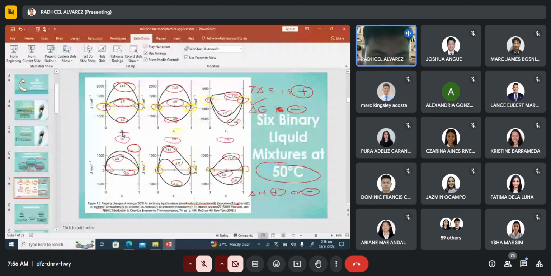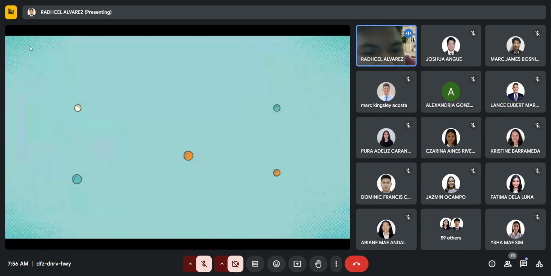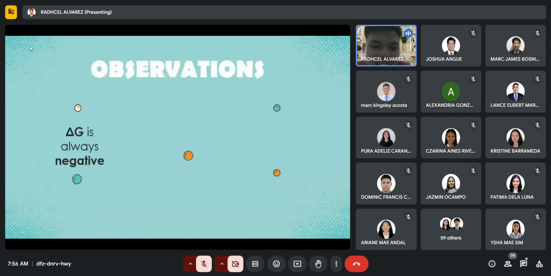Approaches 0. Very good. So, tama yung observation ni Kyla. So, as your X1 or the composition approaches pure species, T delta S, delta H, and delta G also approach 0. So, nagiging 0 din yung kanilang value. Okay? So, to sum it up, our observations, merong 5 observations na pwede kayong makita dyan. Number 1, delta G is always negative. So ito na yung una nating na-observe.